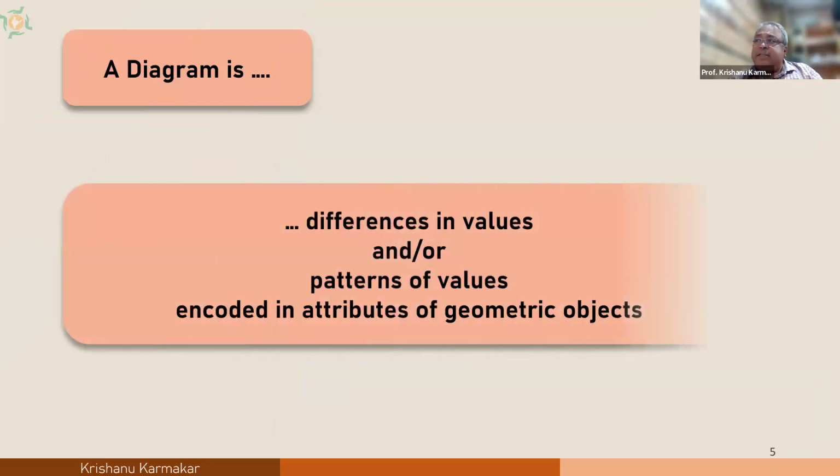A diagram is basically, we are trying to show values or differences in values, or the pattern in the values, which are encoded in the attributes of some geometric shapes. It might be the length of the bars. It might be the size of a circle. It might be the thickness of an area. It might be the distance of 2 points. So these are the attributes of these geometric shapes. That is how we create diagrams.